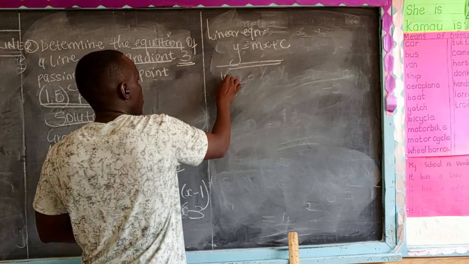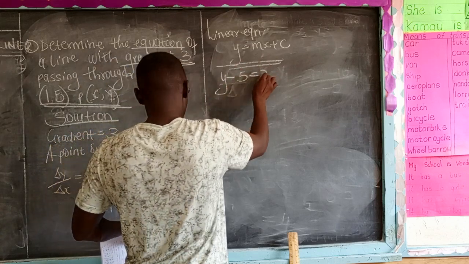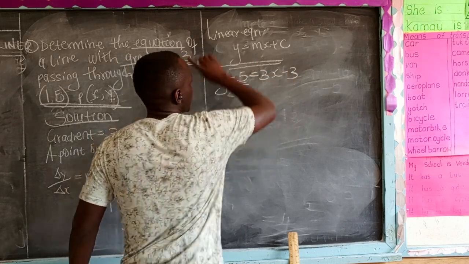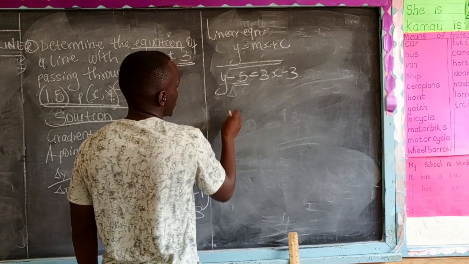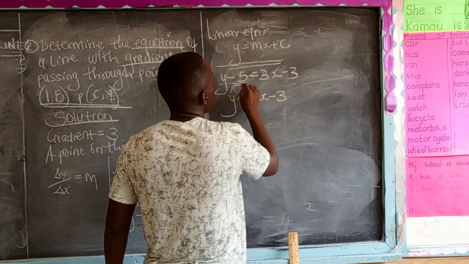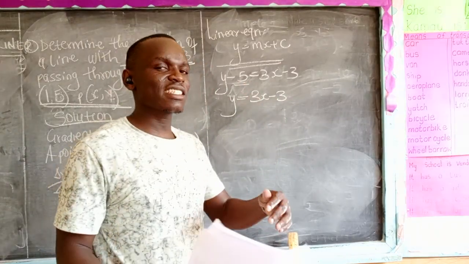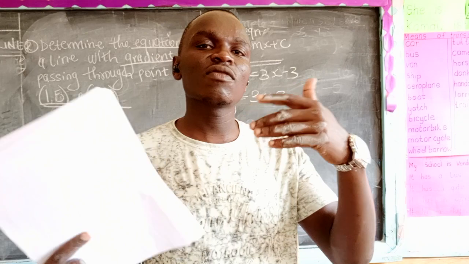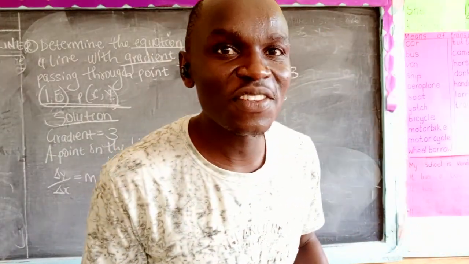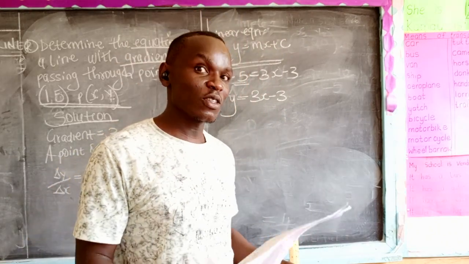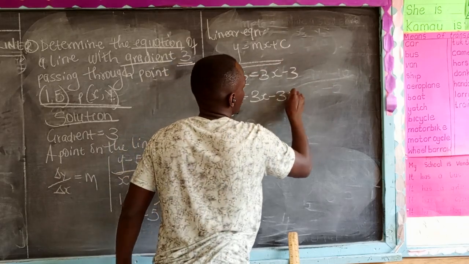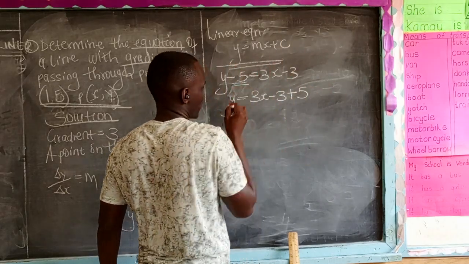So our equation, y minus 5 equals 3x minus 3. Put it in this form, it means this 5 goes to the other side. So you're going to have y equals 3x minus 3. Remember, we agreed that when a negative number crosses the equal sign, it changes from negative to positive. So let us change it. Instead of minus 5, it's going to be plus 5.